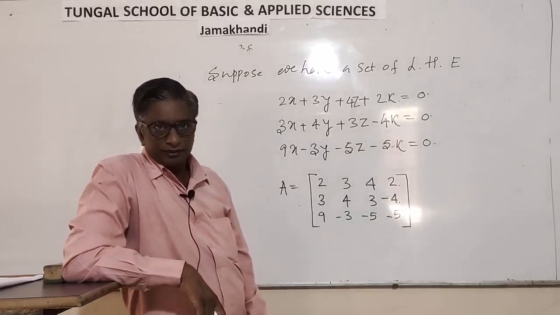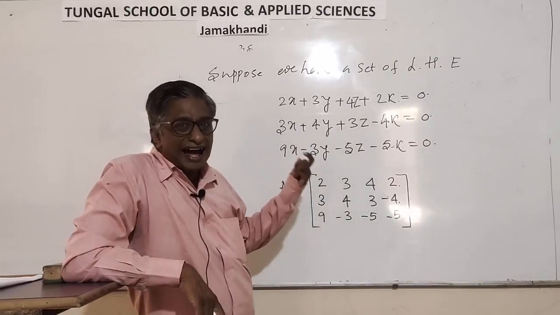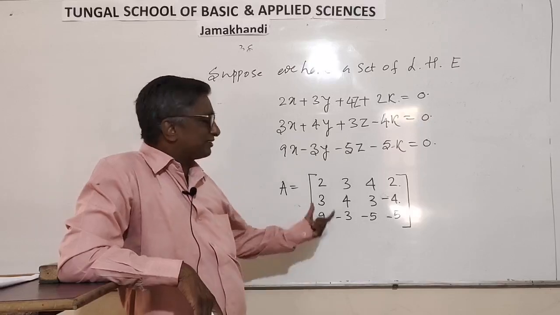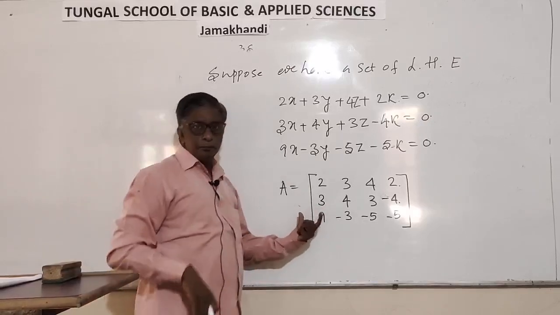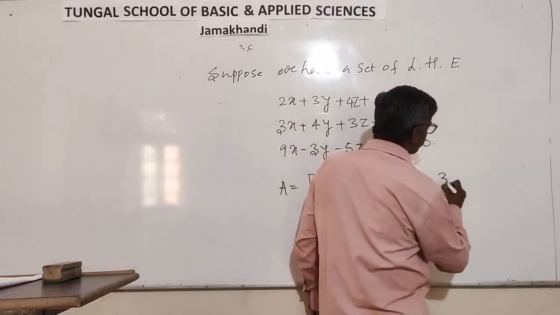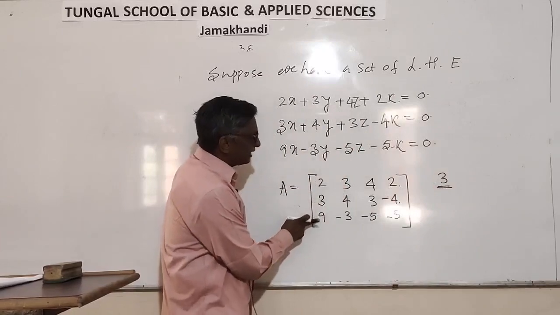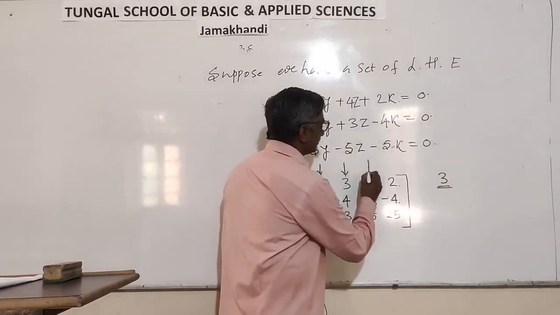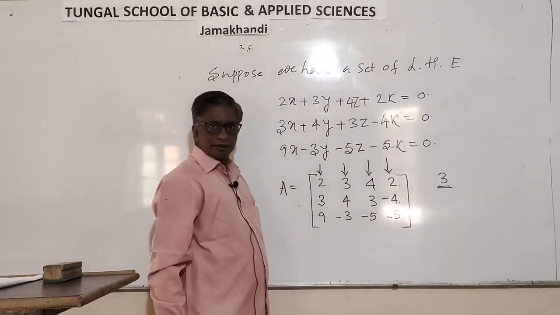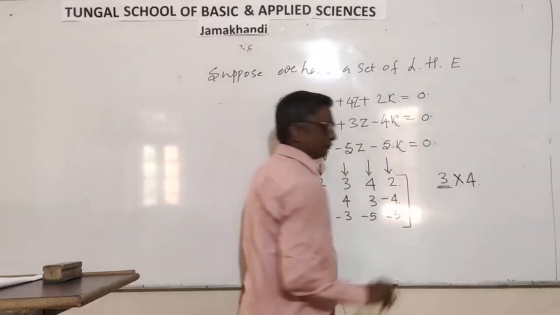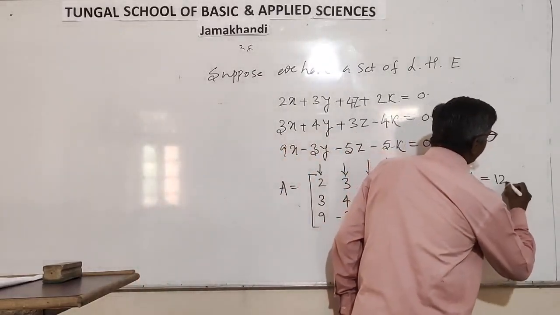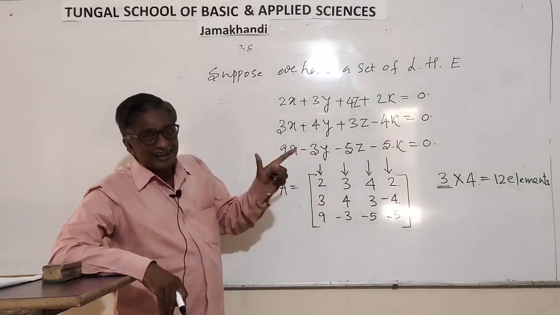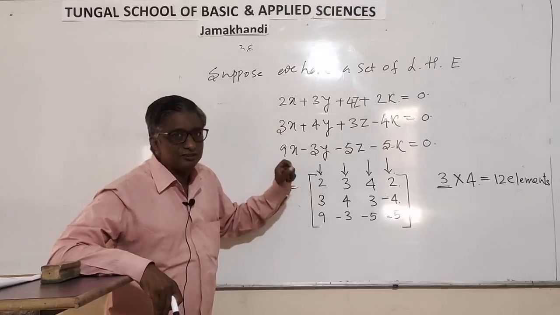This rectangular array in a closed bracket is known as a matrix. This matrix has 3 rows. How many rows are there? 1, 2, 3. 3 rows and 4 columns: first, second, third and fourth. So this is equal to 12 elements. These 12 elements are arranged in rows and columns. This is called a matrix.